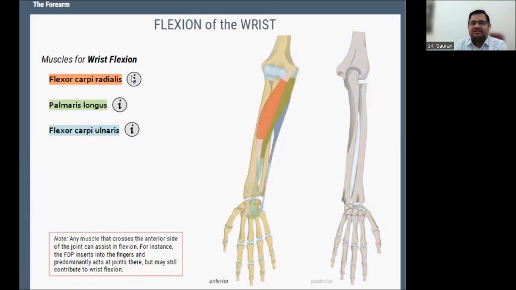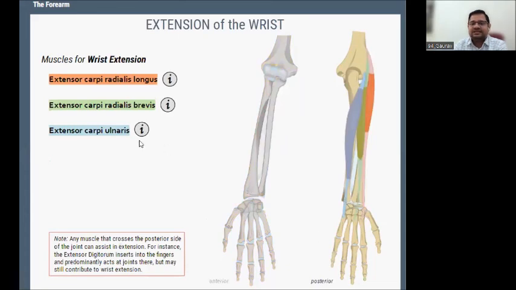For wrist flexion, there is flexor carpi radialis, palmaris longus, and flexor carpi ulnaris. This is flexor carpi radialis, palmaris longus in green, and flexor carpi ulnaris on this side. And they help in wrist flexion. Next, wrist extension. The name extensor will be added here: extensor carpi radialis longus, extensor carpi radialis brevis, extensor carpi ulnaris. So these three muscles will help in wrist extension.